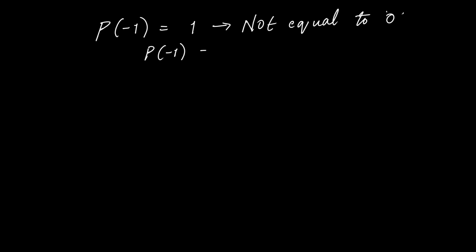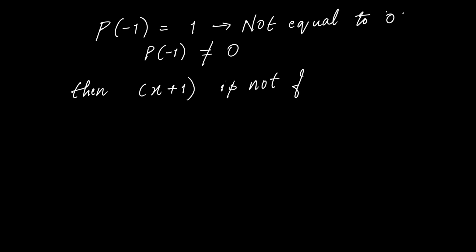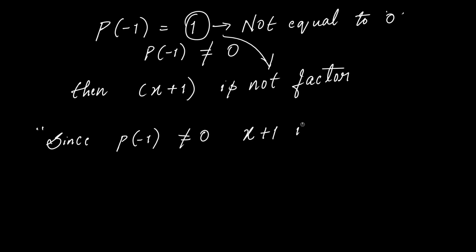Very simple. Even though expressions look big, the method is the same. It is very easy. Now write it down. Since p of minus 1 is not equal to 0, x plus 1 is not a factor. At the end of the answer, you have to always write this. Now, let's move to question 4.